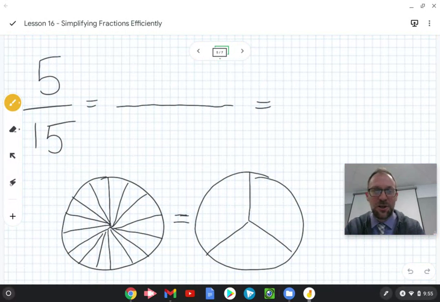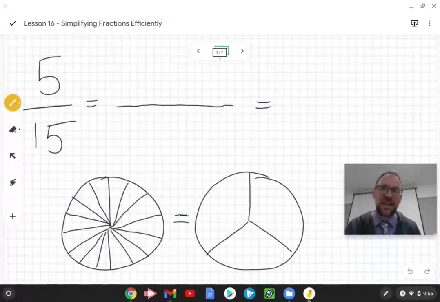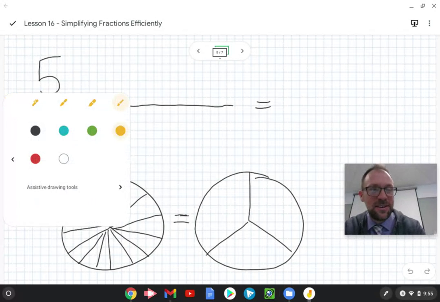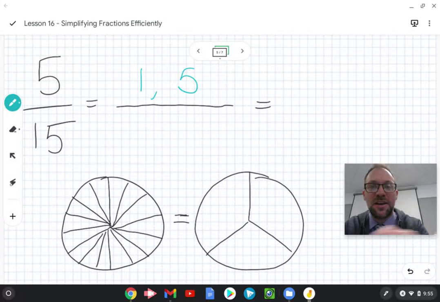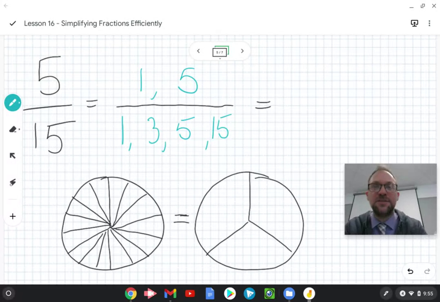I'm going to have you join along with me this time. 5/15. All right. Let's see here. Step 1, we need to find the greatest common factor of 5 and 15. So let's start by factoring the number 5. 5, let's see, 1 times 5 is 5. And 15, let's see, 1 times 15 is 15. And 3 times 5 is 15.